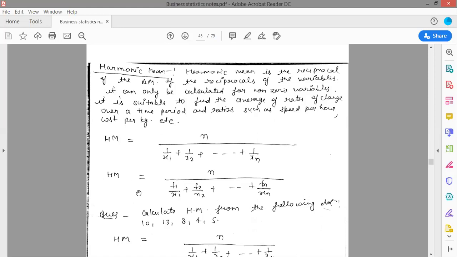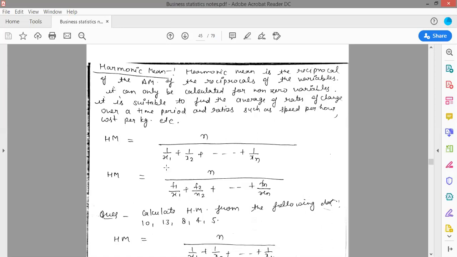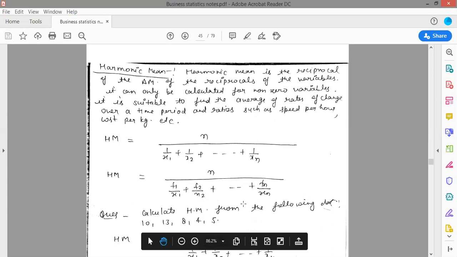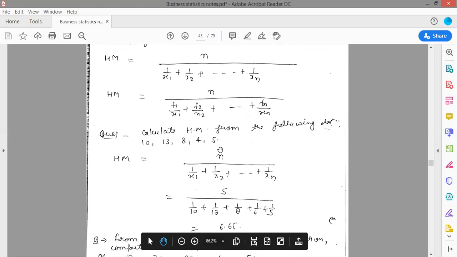Now harmonic mean is equal to, suppose frequency is given, that means x1 is given f1 times, x2 is given f2 times, and so on xn is given fn times, then your formula will be converted into n upon f1 upon x1 plus f2 upon x2 plus and so on fn upon xn. So this is the other formula, and there is an example here to calculate harmonic mean from the following data.